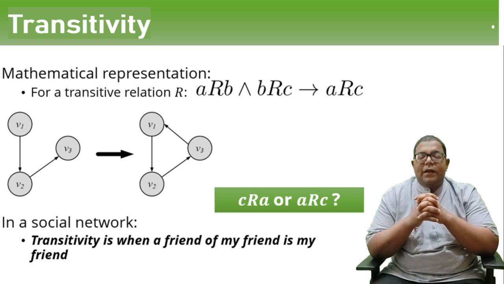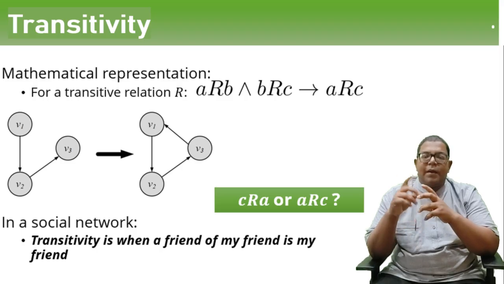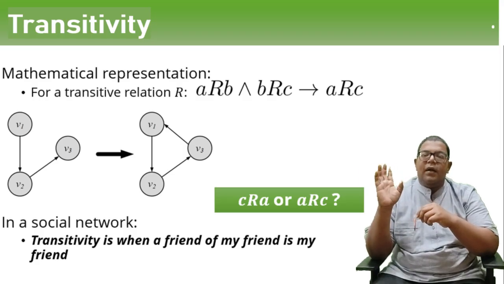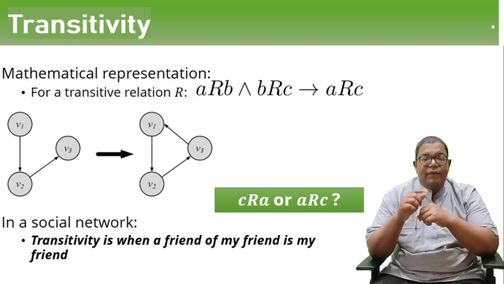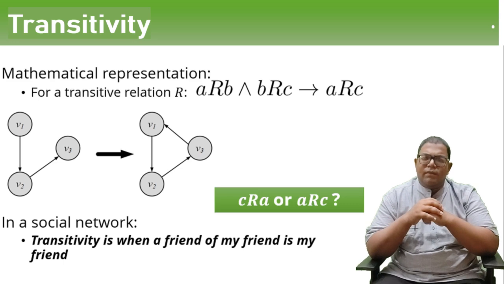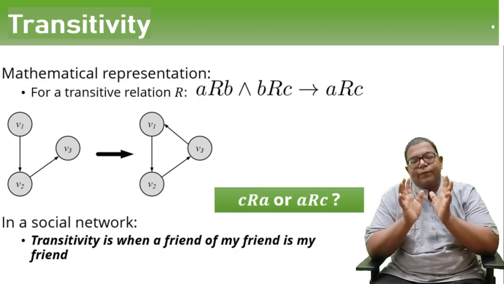So its mathematical representation can be seen in this slide. For a transitive relation R, if A relates to B and B relates to C, then A relates to C. This is the mathematical representation of transitivity. You can see in this graph, when V1 is connected to V2, and V2 is connected to V3, hence V3 is connected to V1. But is this true always? That is what we are trying to find out.